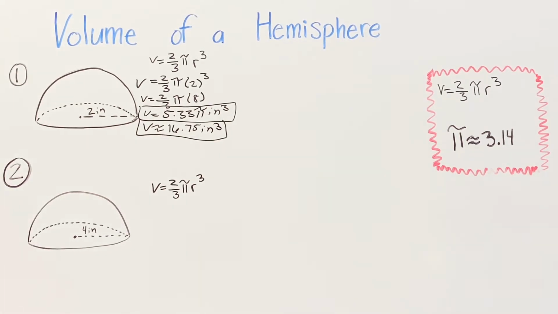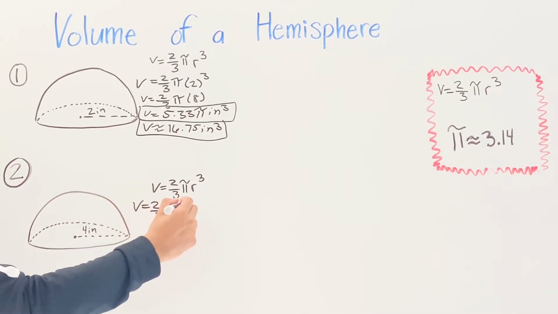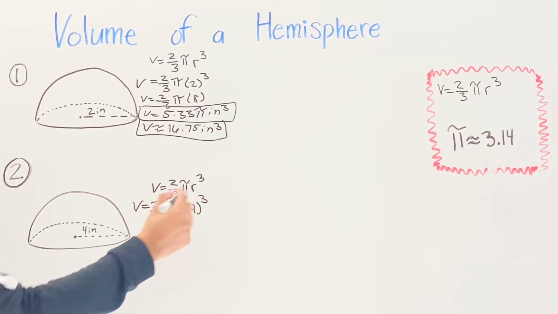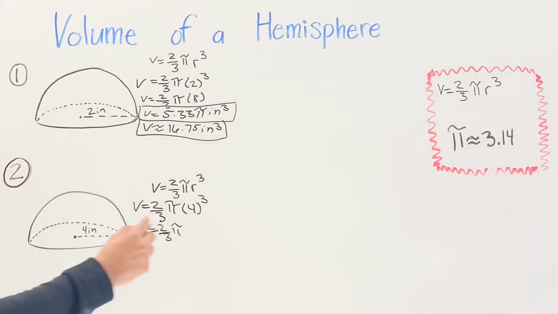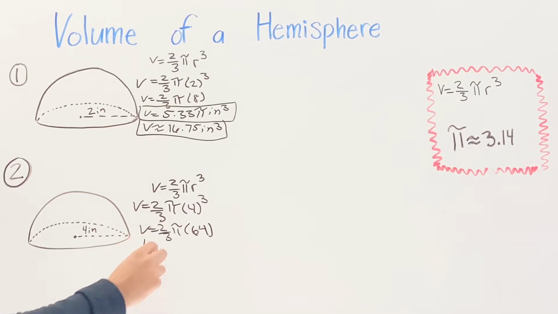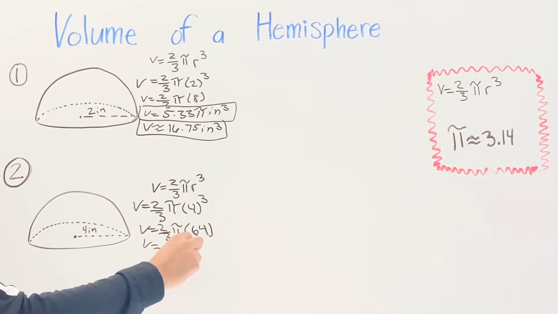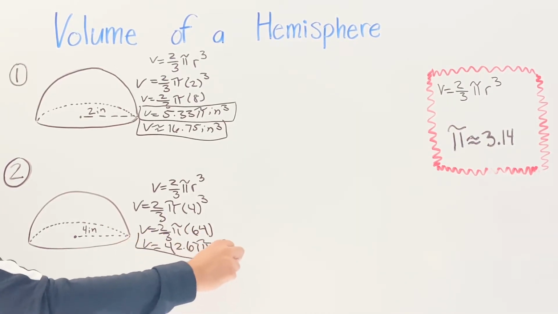Okay, for number 2, we're going to do the same thing, just plug in 4 for your radius. So we have V equals 2/3 pi, your radius is 4 cubed. V equals 2/3 pi, and 4 to the third power is going to give us 64. Now we have V equals, we're going to multiply 64 times 2, then divide by 3, and we'll do that. Our answer is 42.67 pi inches cubed, because we're doing the volume.